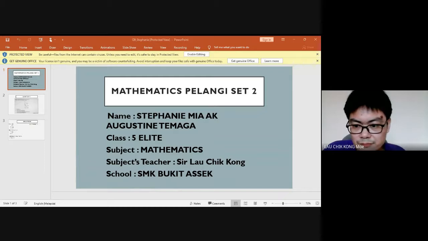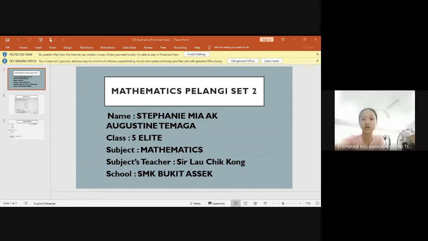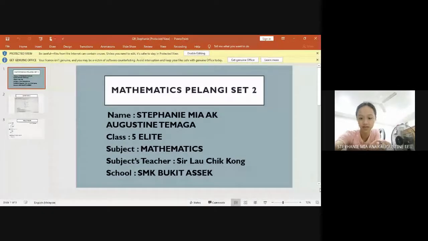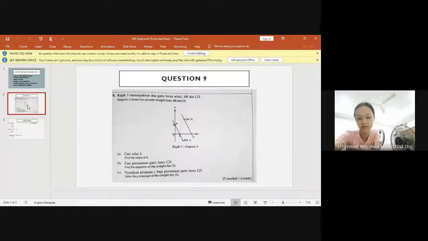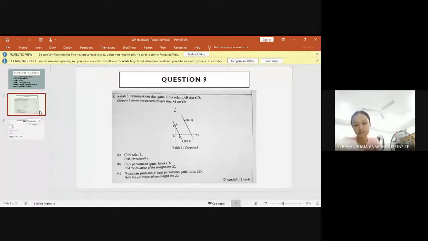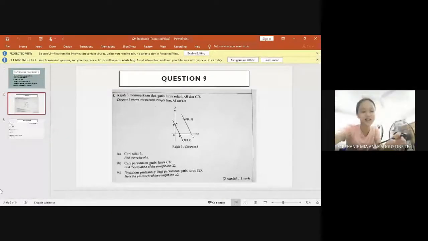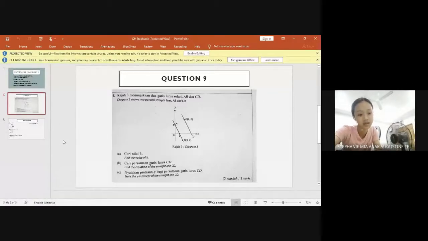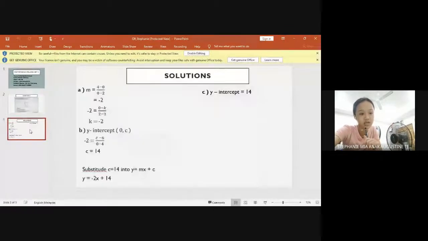Yes. Continue. Good morning to our mathematics teacher, Sir Lau, and my fellow friends. Today I would like to present Pelangi set 2, question 9. Diagram 3 shows the two parallel straight lines AB and CD. First, find the value of k. To find the value of k, we must find the gradient first, which is 4 minus 0 over 2 minus 0, which the answer is 2.